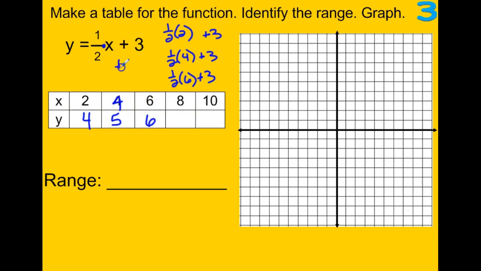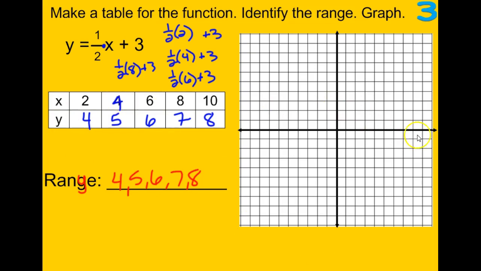And then plugging in an 8, half of 8 is 4. Plus 3 more is 7. Some of you see the pattern 4, 5, 6, 7. Next should be 8. These numbers, it says identify the range first. Our range is what we get out, our y values, so just list them: 4, 5, 6, 7, and 8.